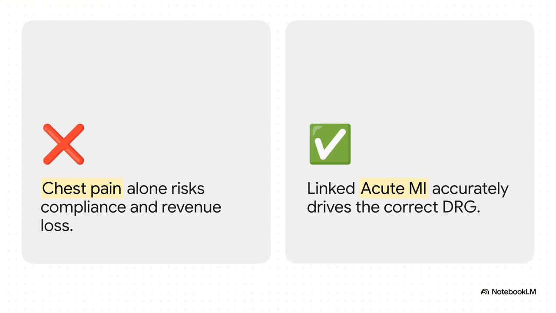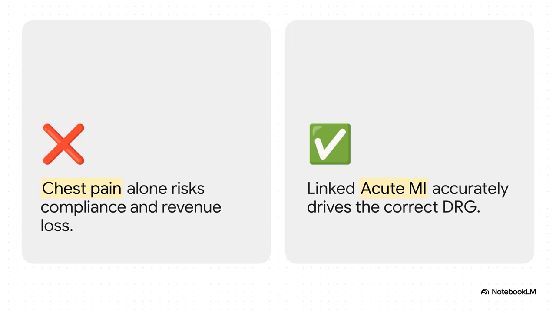Let's put our investigator hats on for a second. Look at the real-world impact of documentation here. If a doctor just writes chest pain on a discharge summary, the coder has no linkage to an acute MI. That kind of vague symptom documentation is a fast track to incorrect DRG assignment, revenue loss, and massive compliance risks.